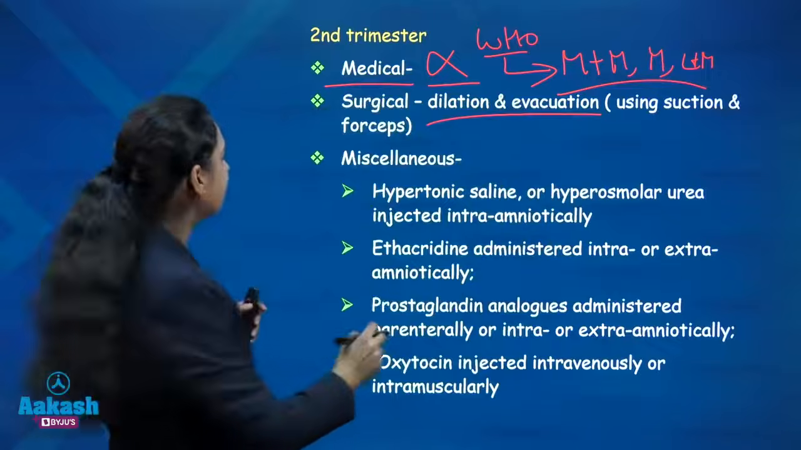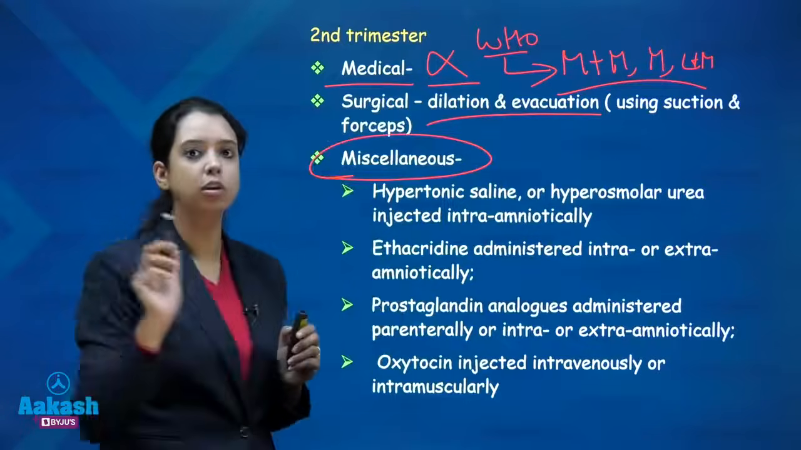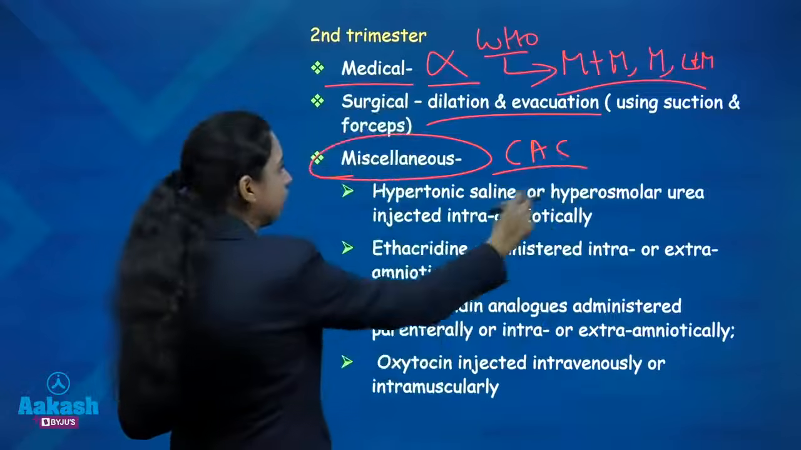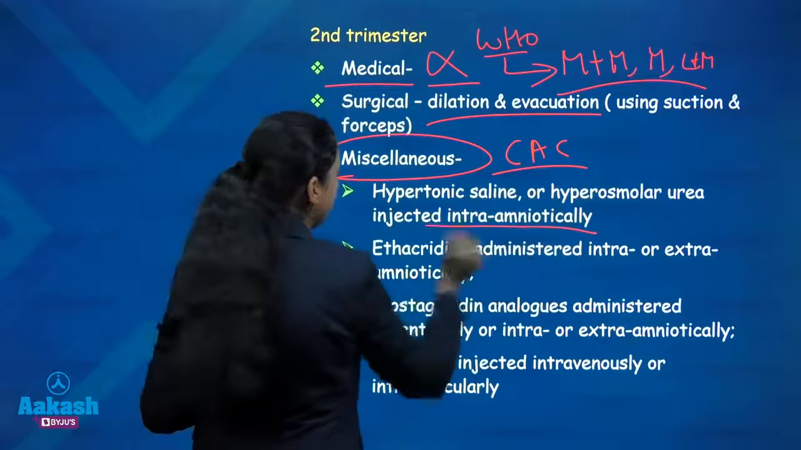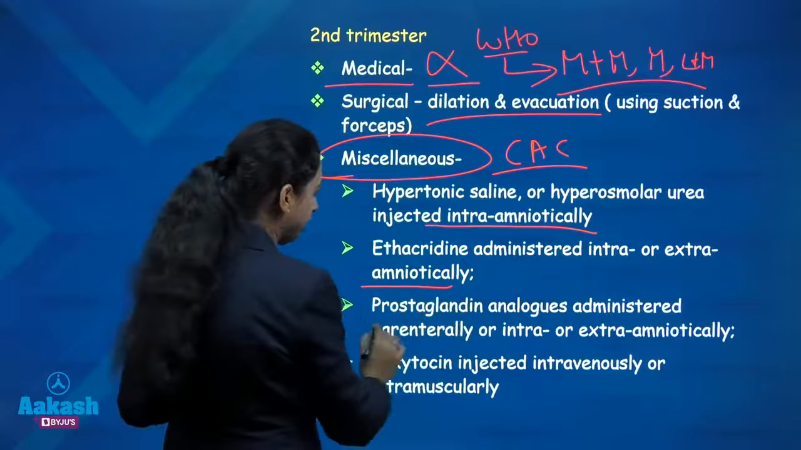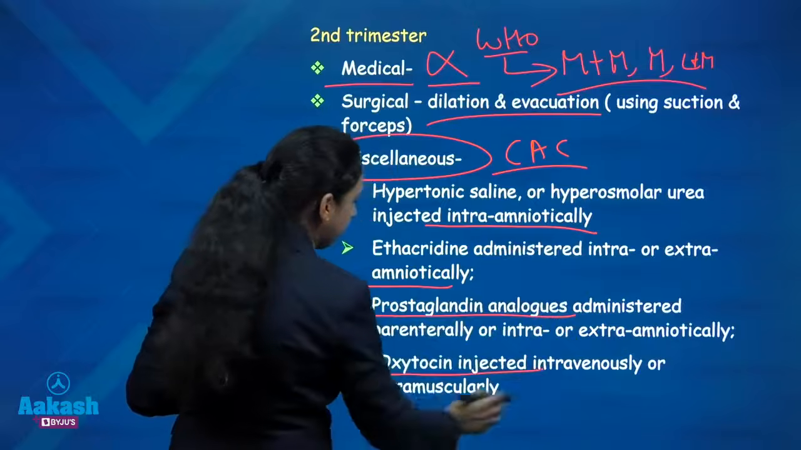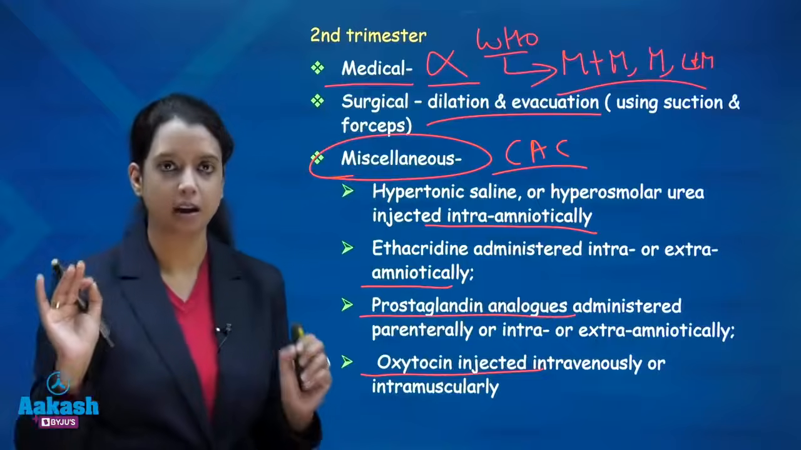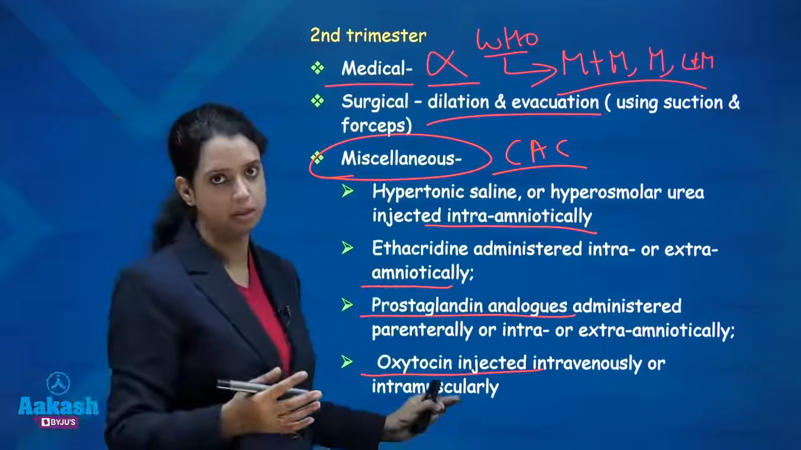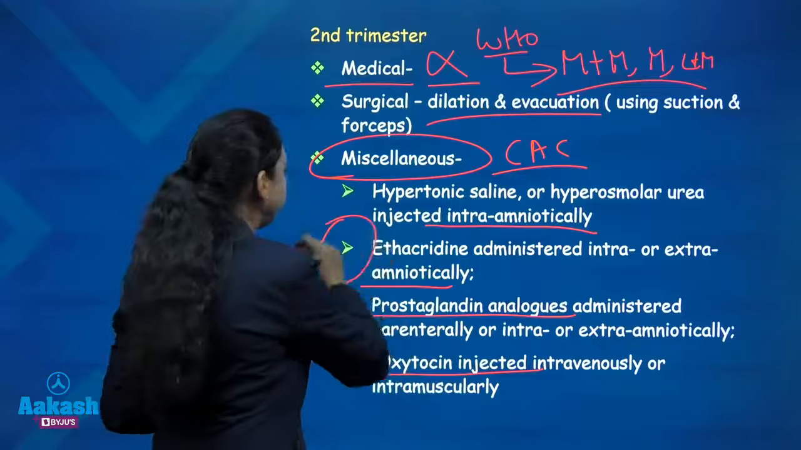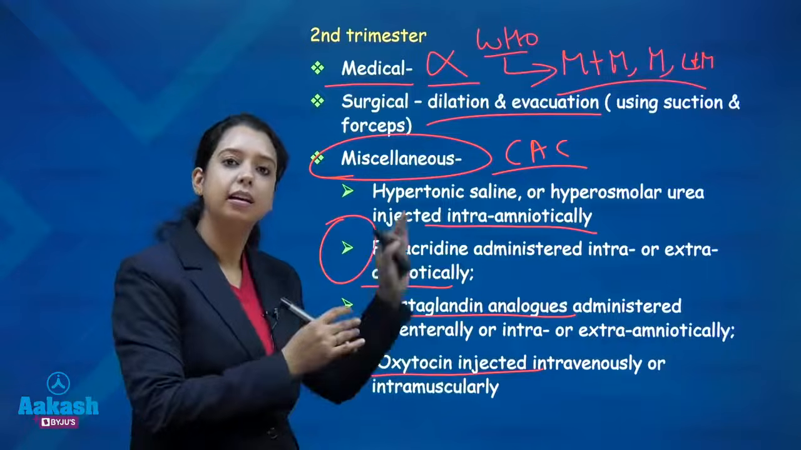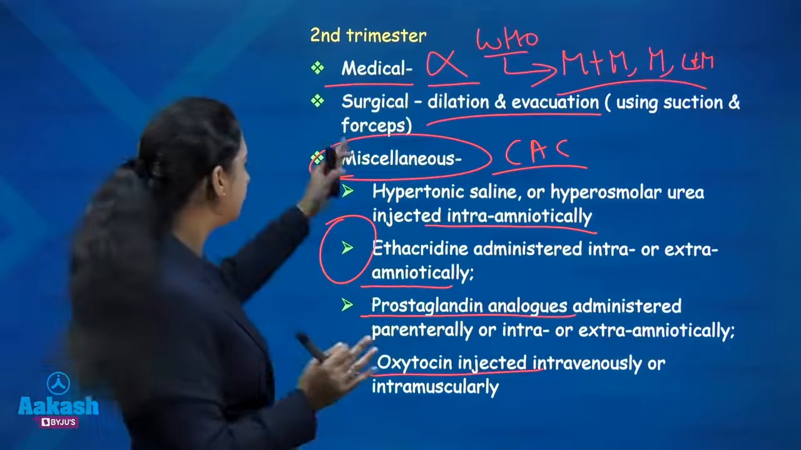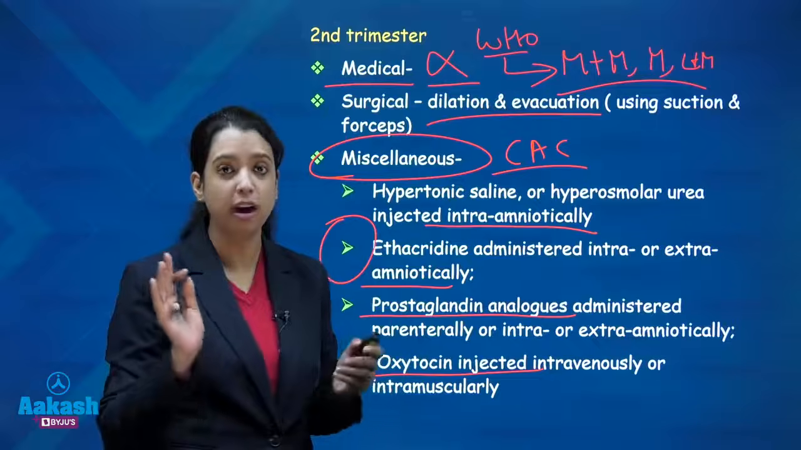Now miscellaneous methods are mentioned only by the CAC guideline, not by WHO. Certain miscellaneous methods for second trimester are hypertonic saline, hyperosmolar urea, intraamniotic ethacridine, extra-amniotic ethacridine, prostaglandin analogs, oxytocin. They are all invasive methods, less efficacious, not very effective and a little harmful, not very advisable, but know their names. Even ethacridine is not very easily available in India. So they are the last options which you have to choose. But yes, CAC does mention that these can be used for second trimester abortion. Okay, so I hope I am clear.